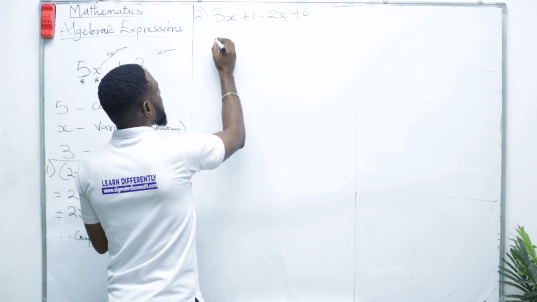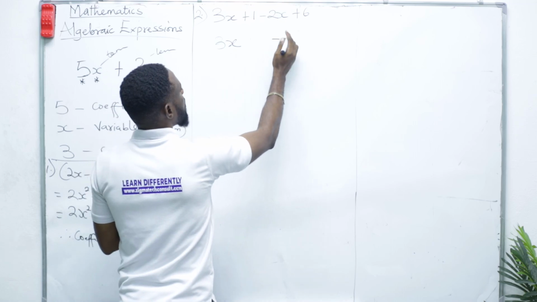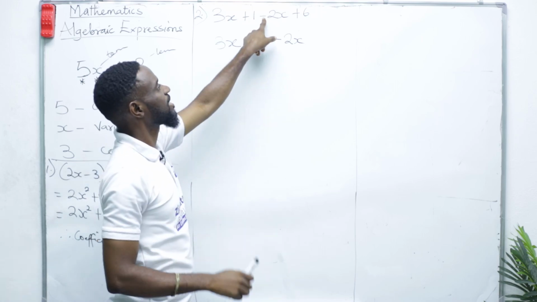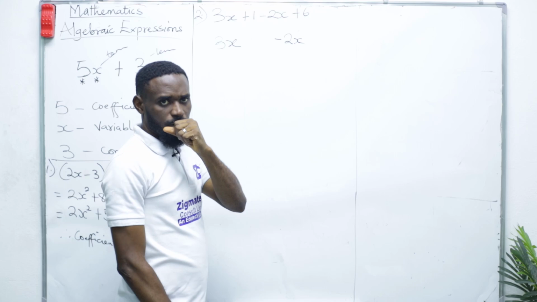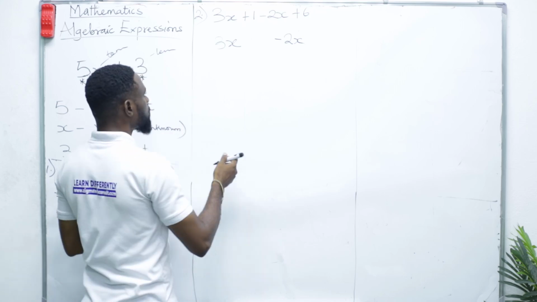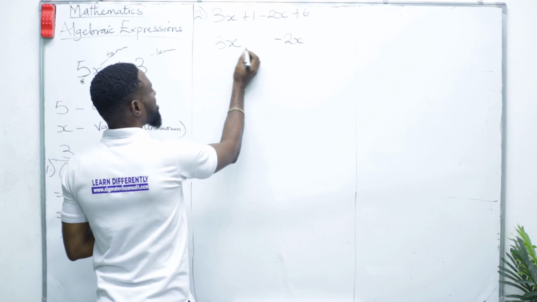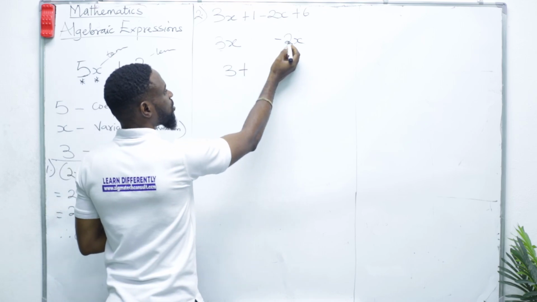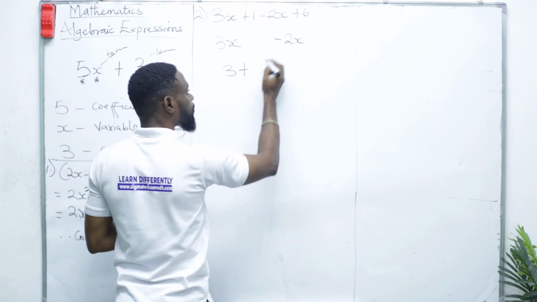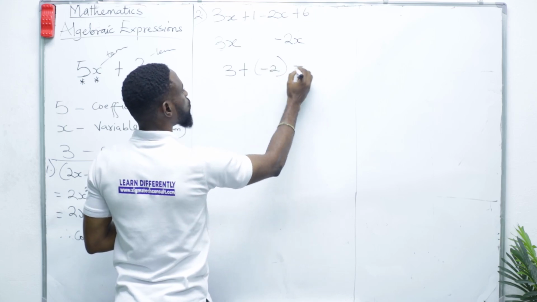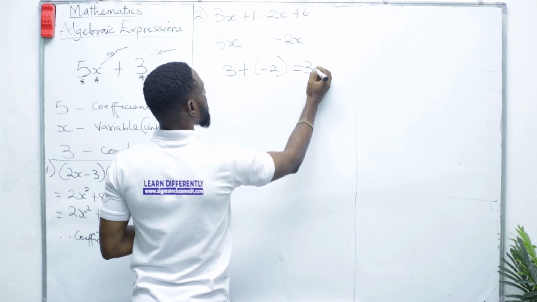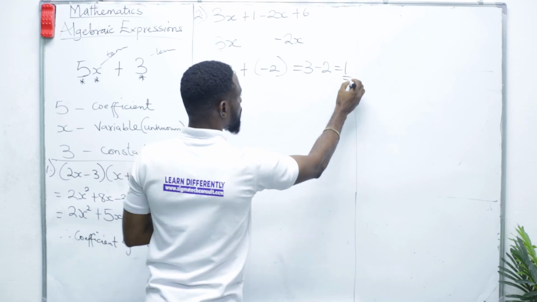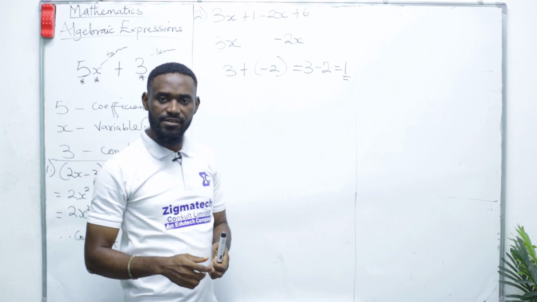So we have here 3x and we have here minus 2x. Remember, because there is a negative sign at the back of this 2x, it goes with it. So this is 3x. Of course, we know the coefficient is this 3. So 3 plus the coefficient of minus 2x, which is minus 2. So 3 plus minus 2 is equal to 1. So the answer is C, 1.